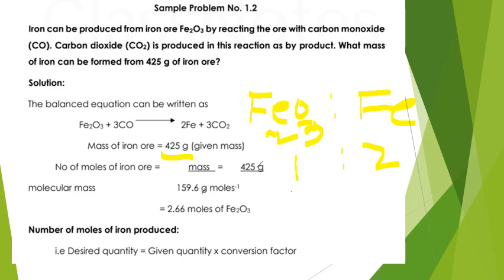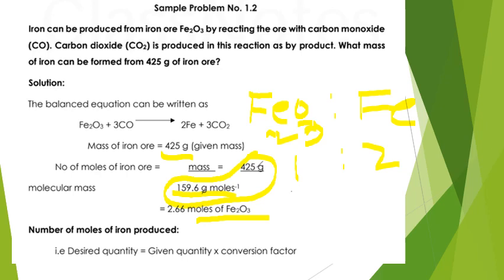The molar mass of iron oxide comes out as 159.6 grams per mole, as the mass of iron is 56 plus the mass of oxygen is 16. So multiply it with the number of atoms mentioned there and then add them up. You will get the molar mass of the substance. It comes out as 159.6 grams per mole. Here the number of moles is given mass over molar mass. So you will get 2.66 moles of iron oxide.